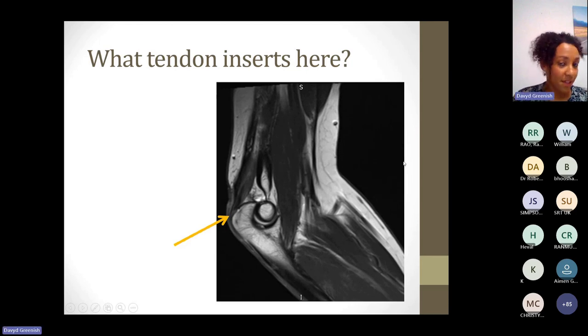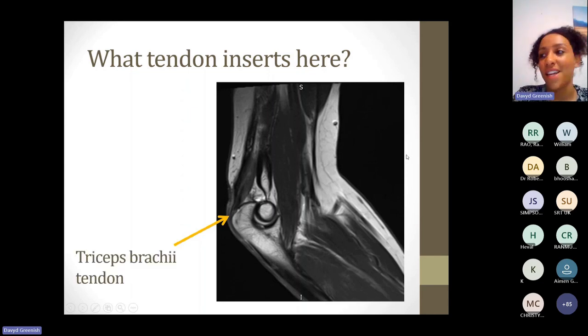Again, what tendon inserts here? For time, I'm going to keep moving on, but have a think in your own time. If you know this one, that's great. I would say for this one, the triceps brachii tendon. And yes, we've got some responses in the chat, and they are correct. So triceps inserts on the proximal ulna there. And that's the tendon going up here, the black structure.